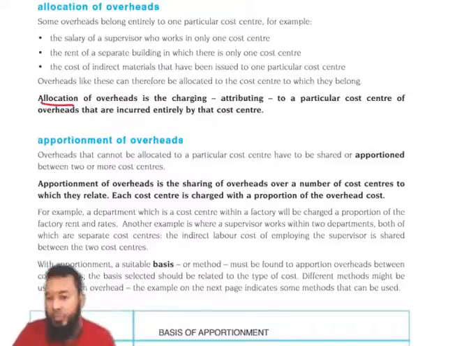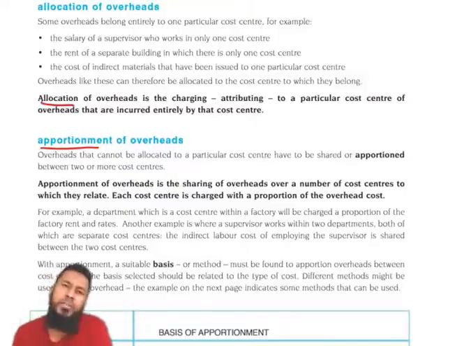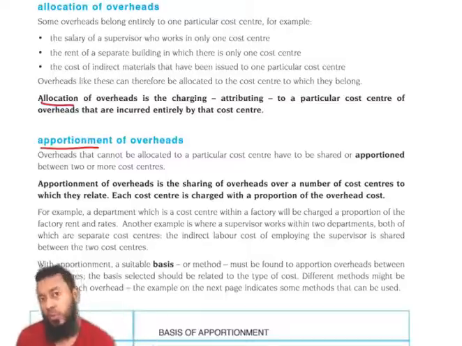But how about apportionment? Apportionment covers costs which you cannot allocate to a particular cost center or any other responsibility center. These costs are jointly incurred and you need to split them in a suitable manner. For example, the rent of that school, the school we are talking about.